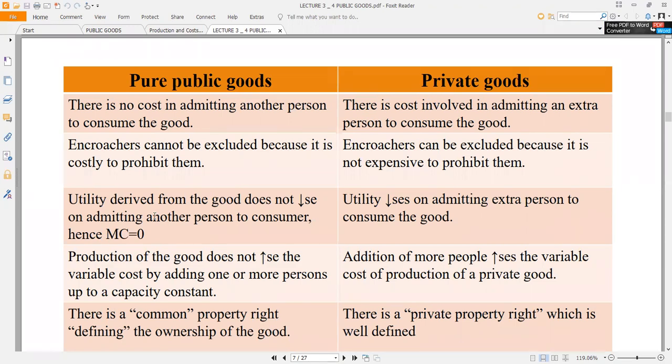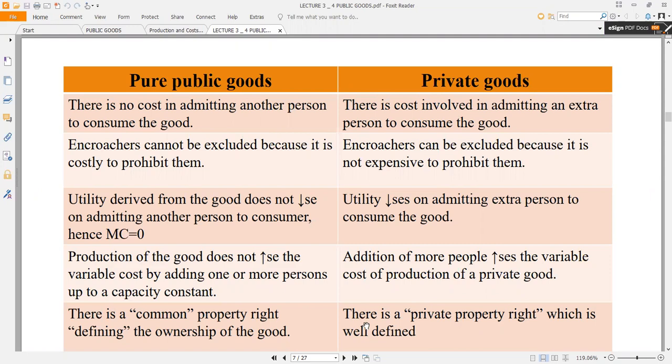Okay, and then also production of the good does not increase the variable cost by adding an extra person. So whatever cost that we incurred in producing the good is the same, even if just one person is using it or two people or as many people as possible. But when you go to private goods, it's not like that. There's a variable cost because if you want to produce more, you have to incur more costs. So if you want to add another person, you have to incur the cost of producing for that person.